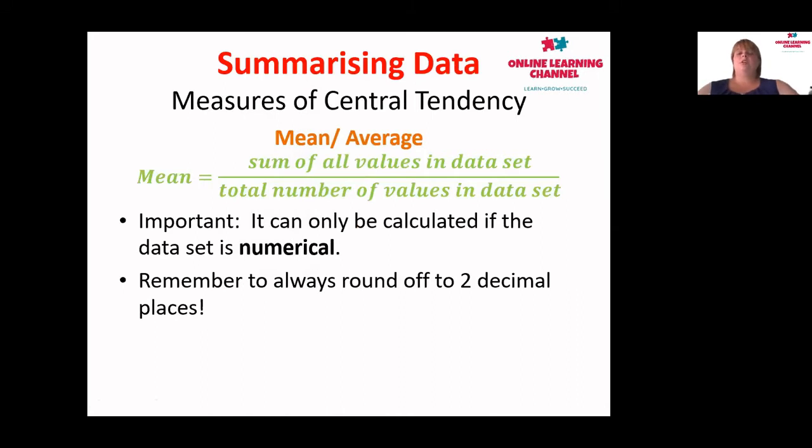The first measure of central tendency is your mean or your average. So mean equals the sum of all the values in the data set divided by the total number of values in the data set. Important, it can only be calculated if the data is numerical. Remember to always round off to 2 decimals unless they say otherwise, but 2 decimals. So let's just quickly look at the example. I just want to read that formula again. The mean equals the sum of all values in a data set divided by the total number of values in the data set.